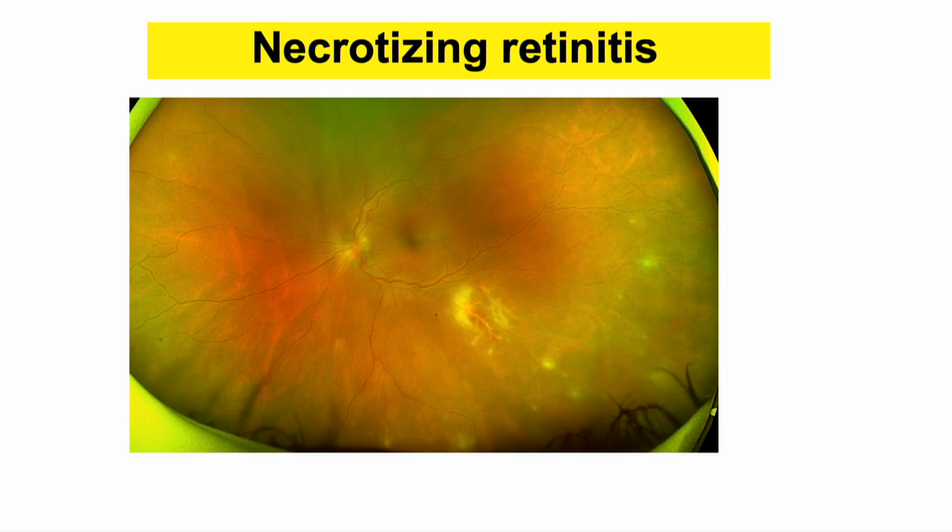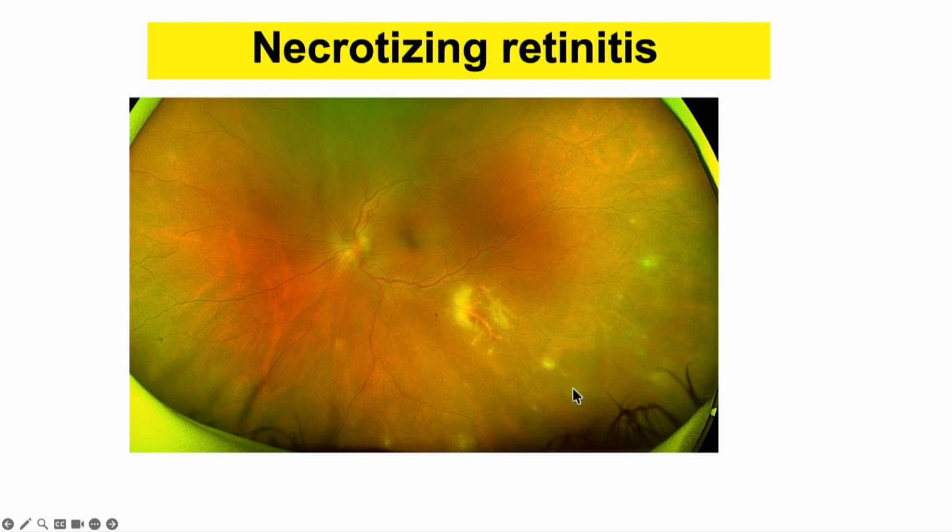Now this is another case, a 44-year-old man who came to us with a necrotizing lesion, a disc edema, a necrotizing lesion here, and multiple retinitis lesions. Some are along the vessel, some are distributed randomly. So we had a query whether it is toxo or retinitis. But in toxo, we don't see these types of pointed retinitis lesions.